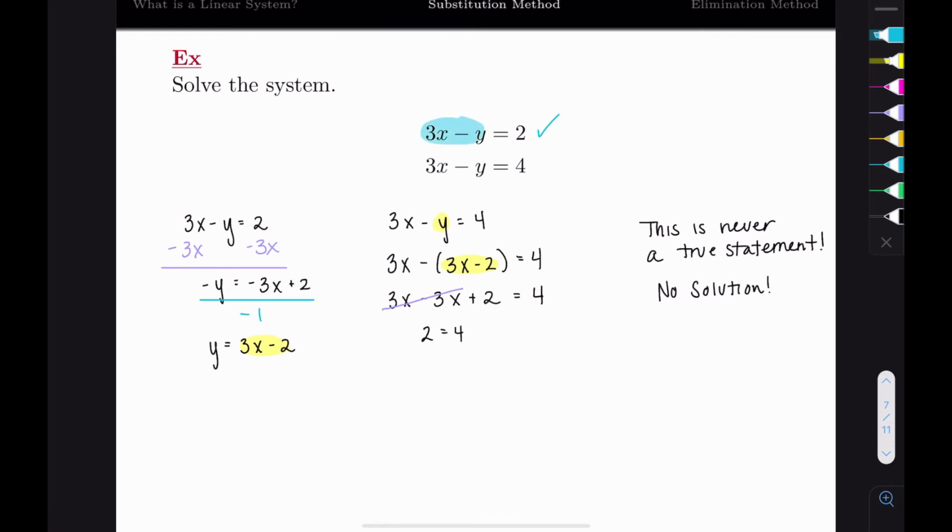And really, you can kind of look back up here. The very first line tells me 3x minus y equals 2. I have exactly the same expression here, but it equals 4. So they have the same thing on the left-hand side, but different right-hand sides. There's never going to be something that makes these two equal to each other. So this is that case. They're going to run parallel if you put them in slope-intercept form, but they're never going to intersect. So anytime you end up with something that is a false statement, this is our case of no solution.